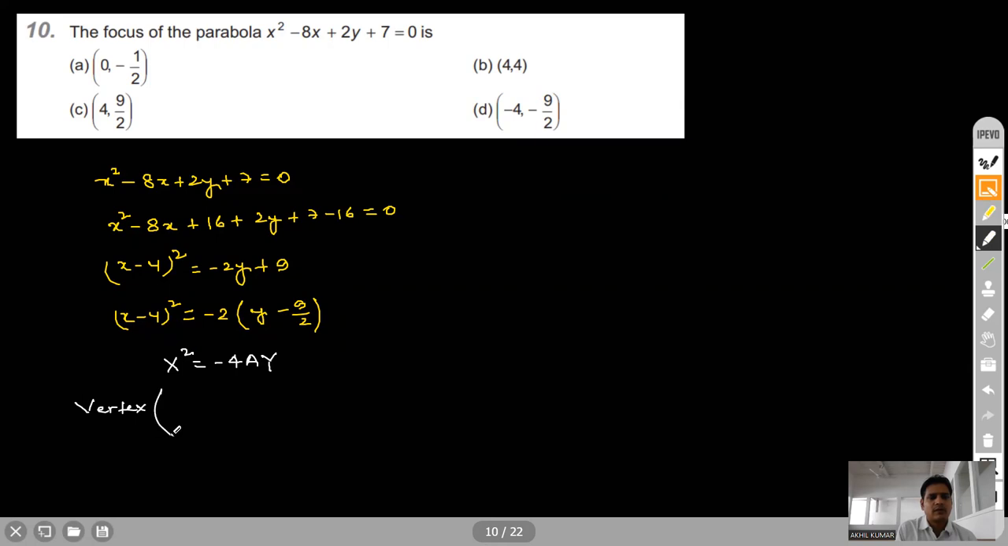So what will be the vertex of this? The vertex of this parabola: we equate x minus 4 to 0, so from here we get x equal to 4. And the y coordinate will be 9 by 2, right? And it will be x square is equal to minus something, so it will be a downward opening parabola. A rough sketch of this parabola will be something like this.